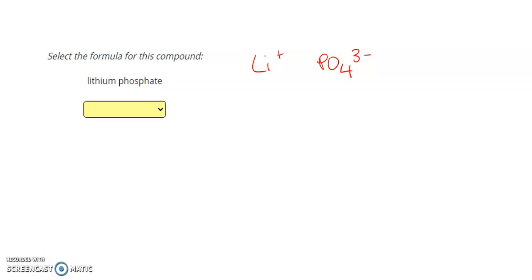So we're going to need these charges to cancel out. If this is plus and this is 3-, we'll need 3 of these plus ions to cancel out a 3-. You can also swap, drop, ignore. You can take this positive charge, swap it to phosphate, drop it to the bottom, ignore the plus or minus. You can take this 3 negative charge, swap it to lithium, drop it to the bottom, ignore the plus or minus.